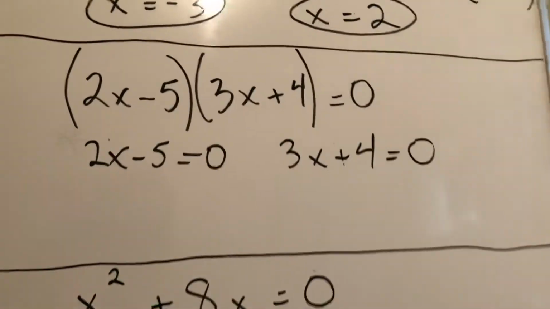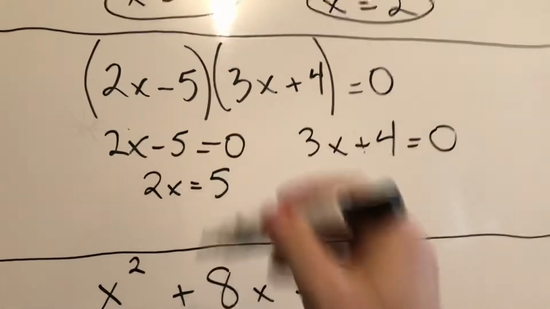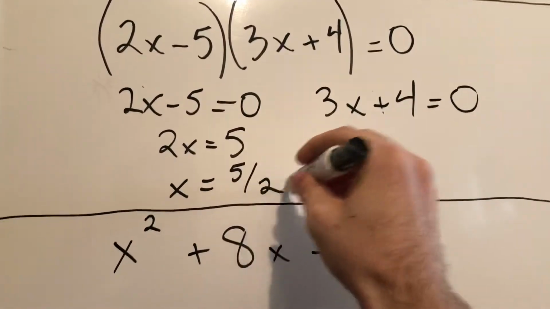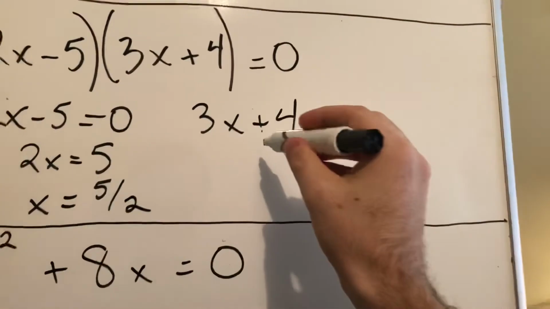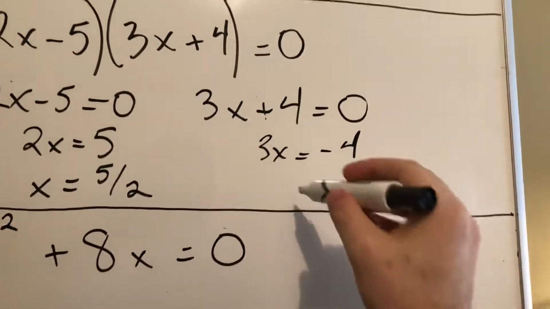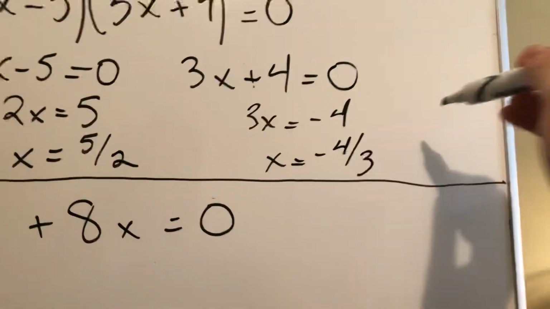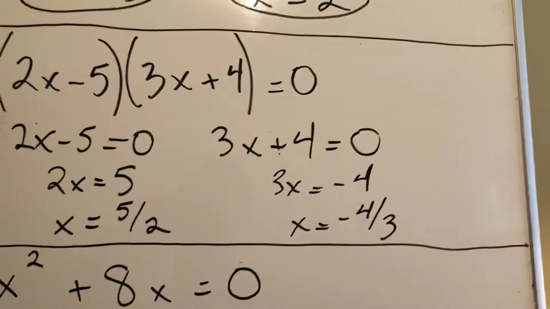If 2x minus 5 equals 0, we'll add 5 to both sides. Divide by 2. So one answer is 5 halves. Over here, we'll subtract 4. Divide by 3. So we have two answers of positive 5 halves and negative 4 thirds.